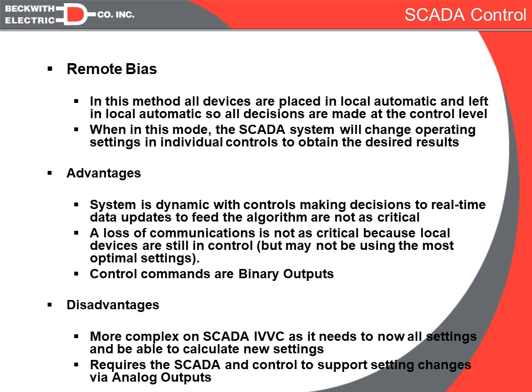It also requires a little bit more bandwidth when it's sending a command, and analog outputs typically require more bandwidth than digital outputs. There are some SCADA masters that also don't support analog outputs. So if you have a system that does not support analog outputs, you will not be able to use the remote bias mode. You will have to run in the remote manual mode.